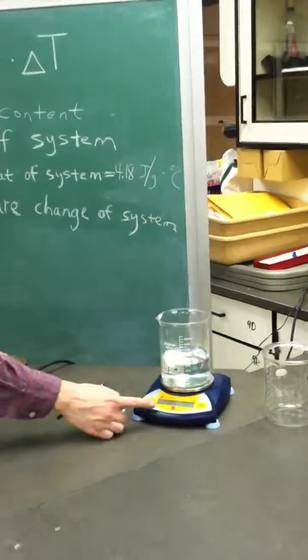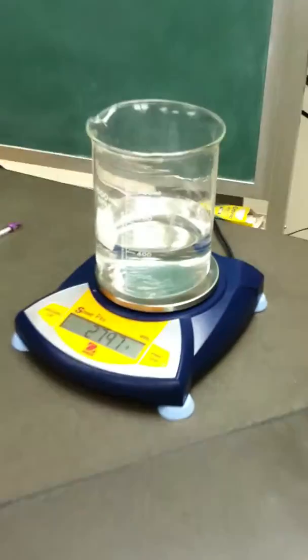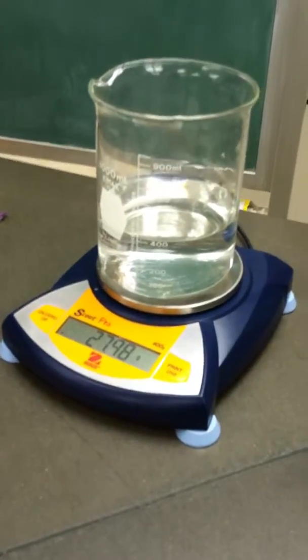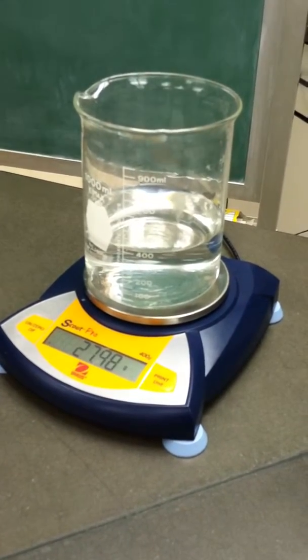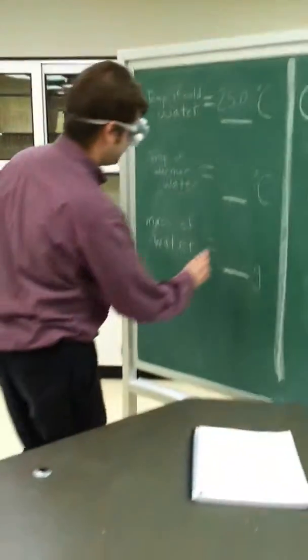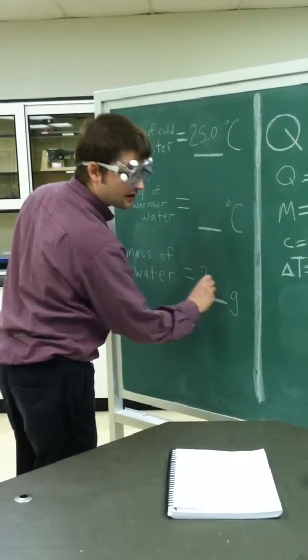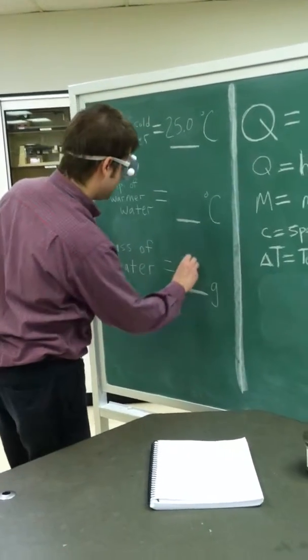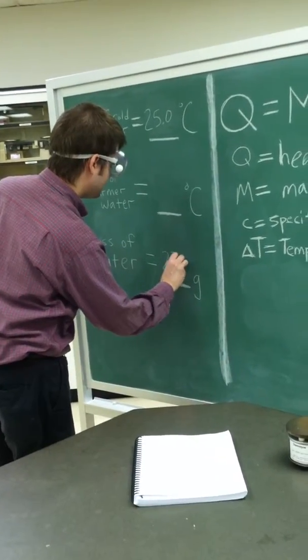Now, I want to determine the mass of this. Looking at this scale here, we get about 27.98 grams. So that is the mass of the water. 27.98 grams.